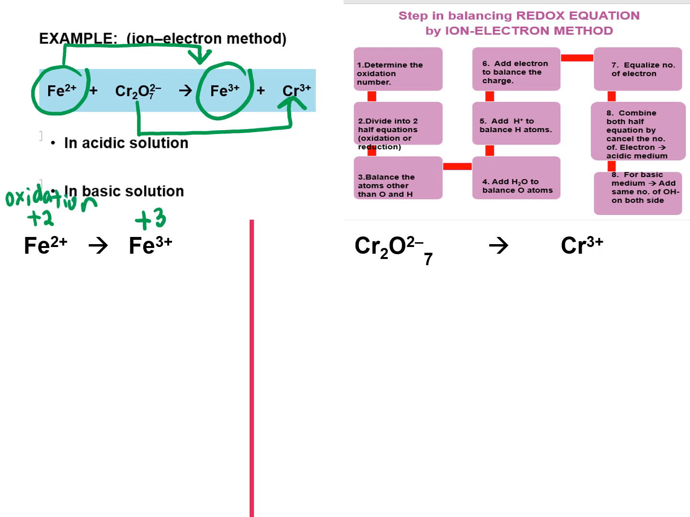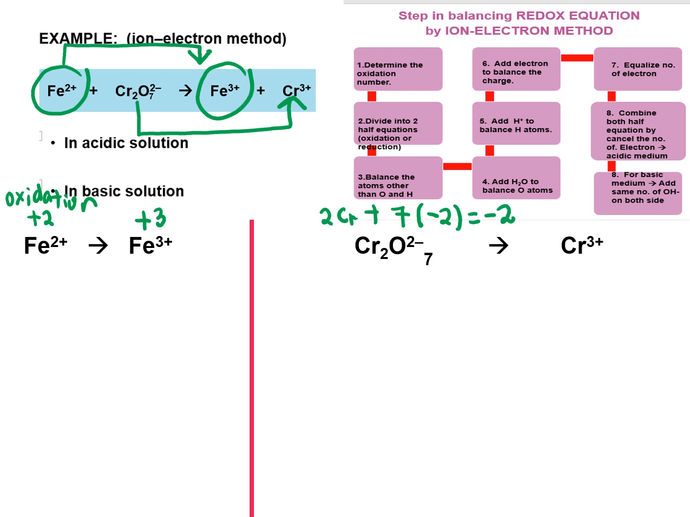While for the second half equation, check the oxidation state for the chromium. Chromium 2Cr plus 7 moles of oxygen with negative 2 charge is equal to negative 2.